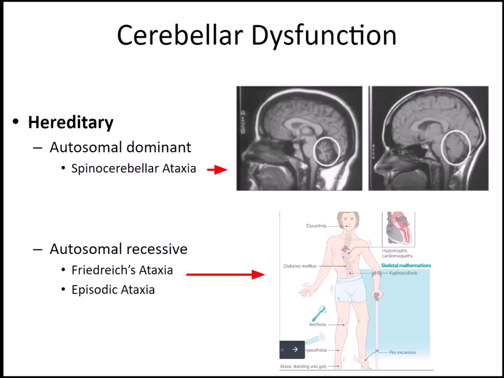Another autosomal recessive manner for acquiring cerebellar dysfunction is called episodic ataxia. You can inherit episodic ataxia, and it's nothing more than what it sounds like. Your ataxia comes and goes. It's not consistently there all the time. Sometimes it will be there, and other times it will not. So, hereditary, autosomal dominant, spinocerebellar ataxia; autosomal recessive are Friedreich's ataxia and episodic ataxia.